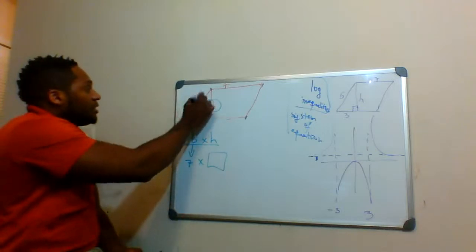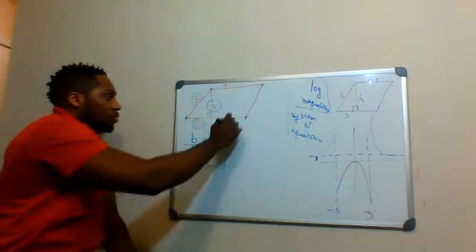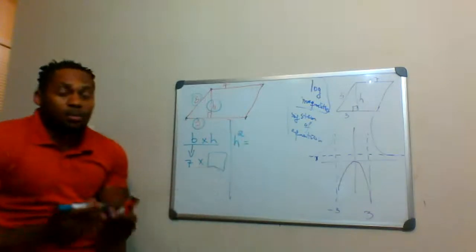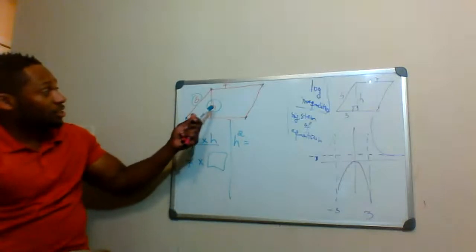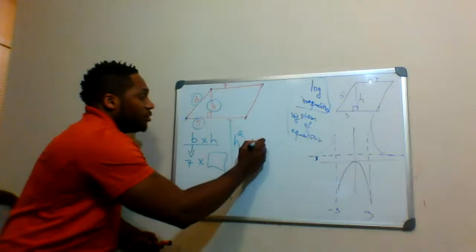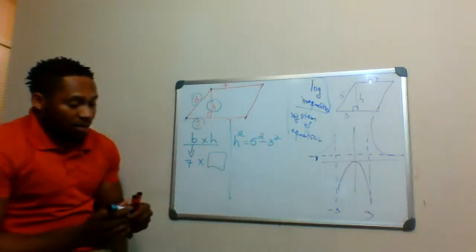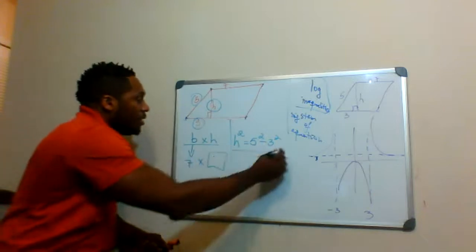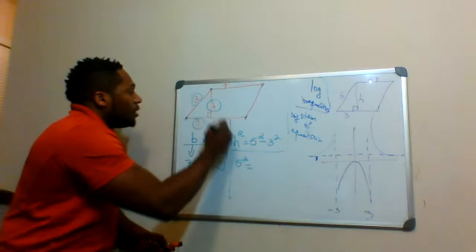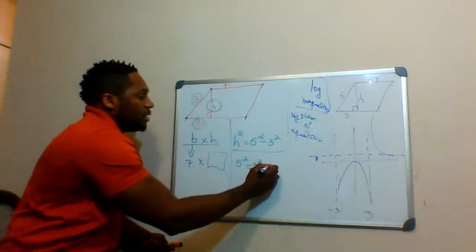We have this is 5, this is 3, and h. You're going to use the Pythagorean theorem to find h, the height here. So h squared is equal to 5 squared minus 3 squared. Another way to think about that is the hypotenuse squared, 5 squared, is equal to the other two legs squared, 3 squared plus h squared.